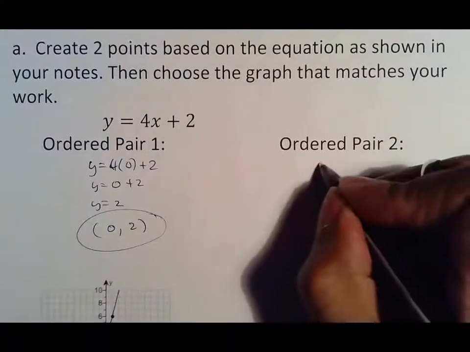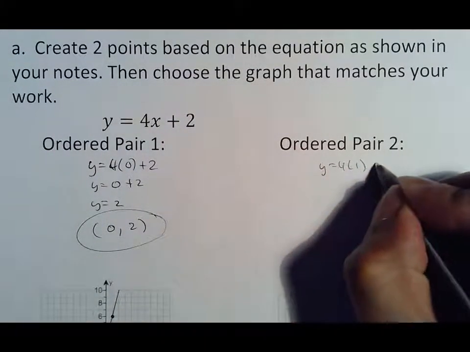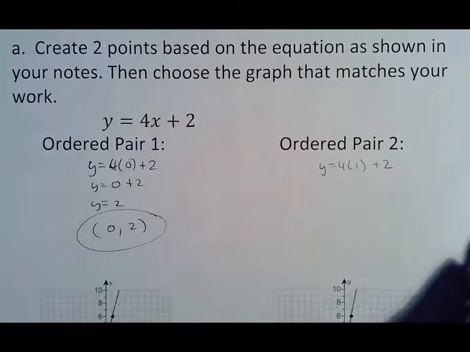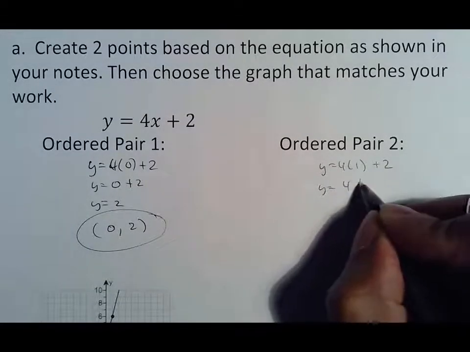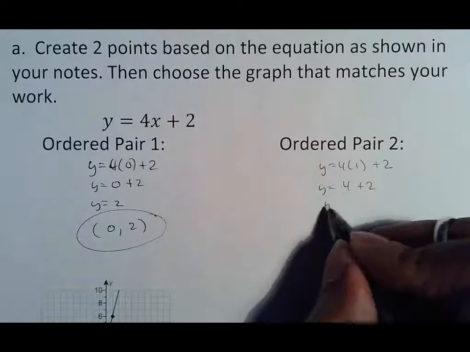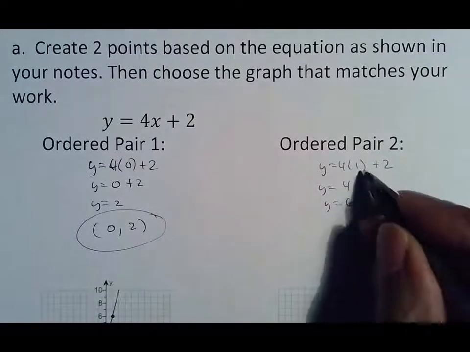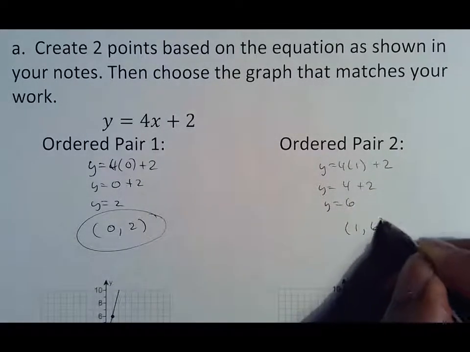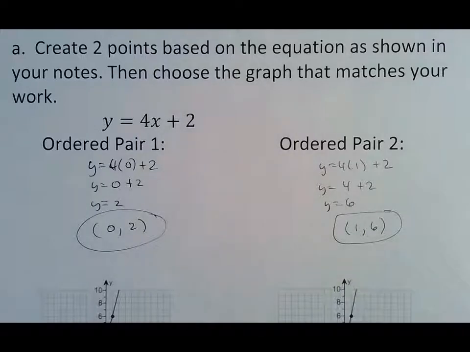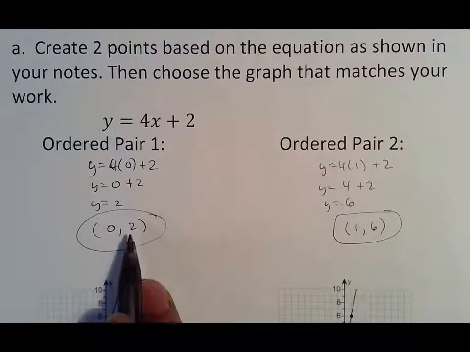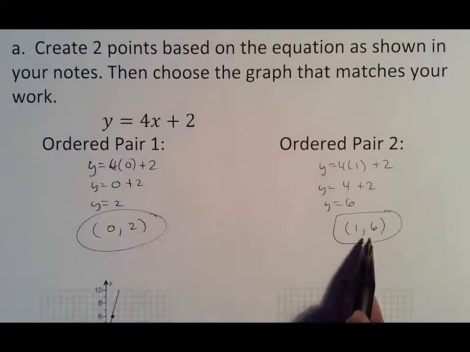Then we'll plug in the number 1. So y equals 4 times 1 plus 2. Y therefore equals 4 plus 2. Y equals 6. Again, my ordered pair is x was 1, y is 6. This is the second point that you have to list. So you will have to tell me what points you used, 0, 2 and 1, 6.